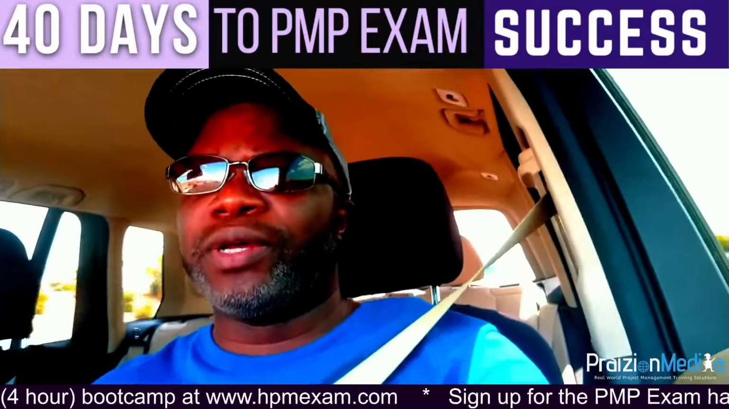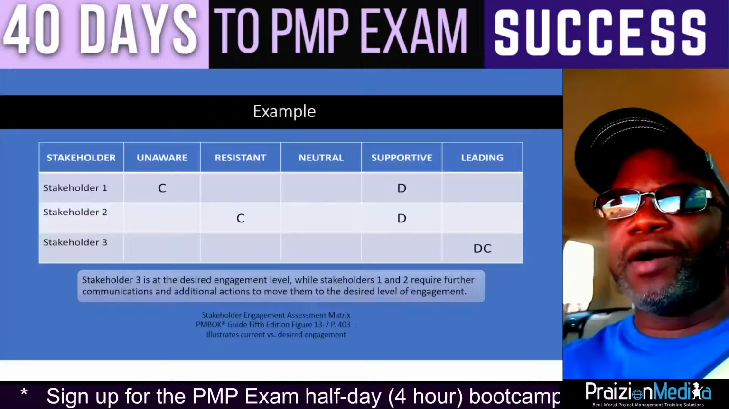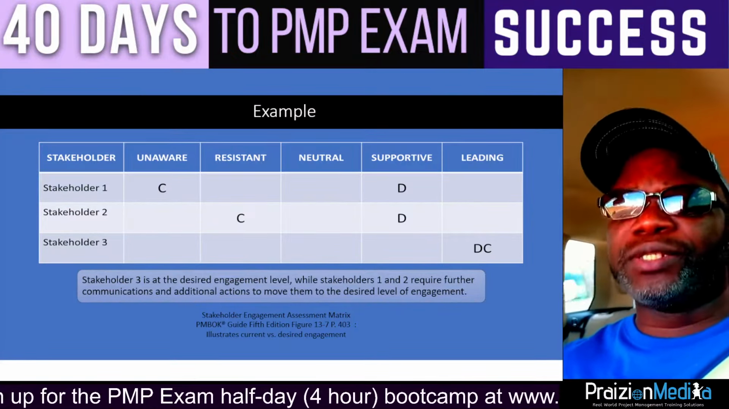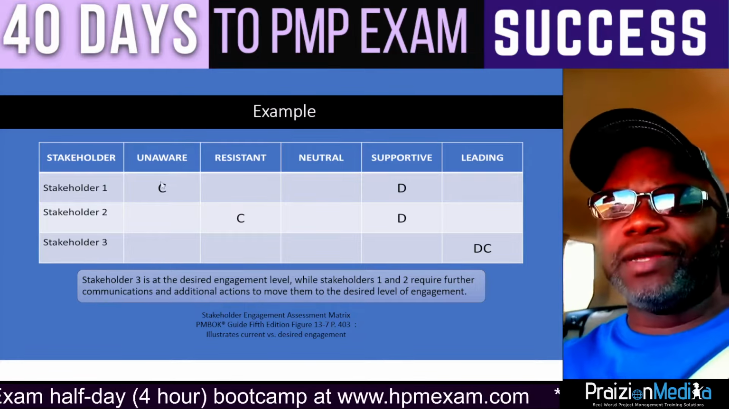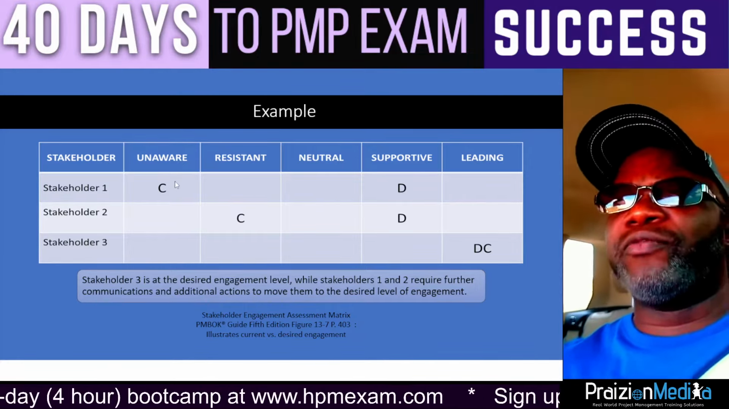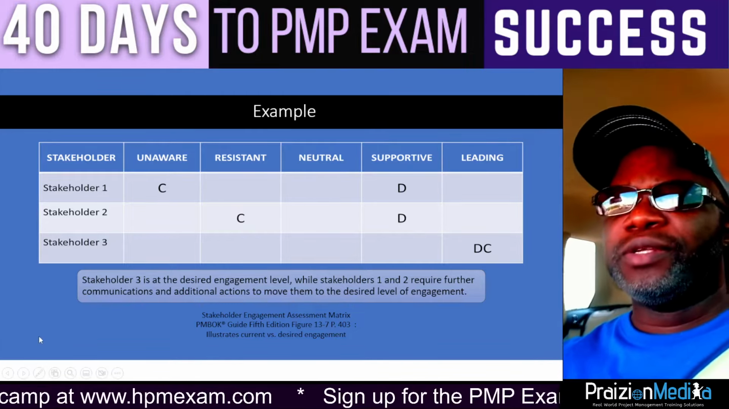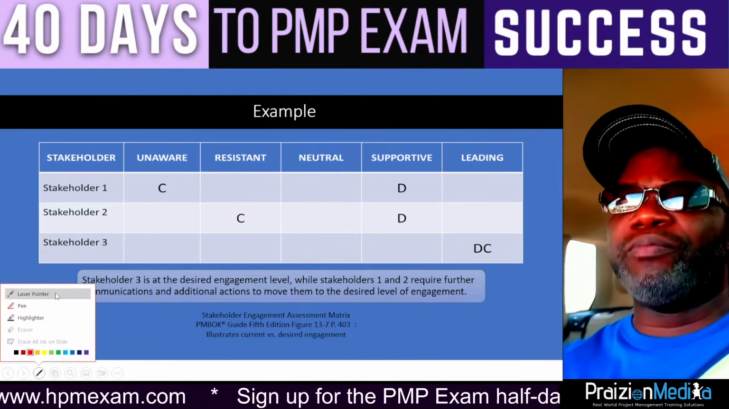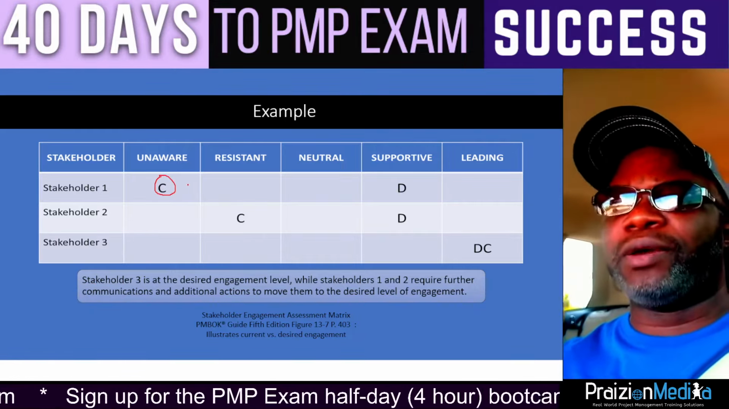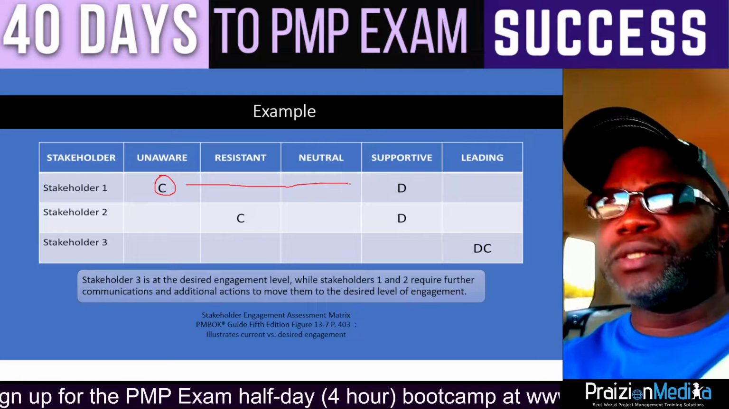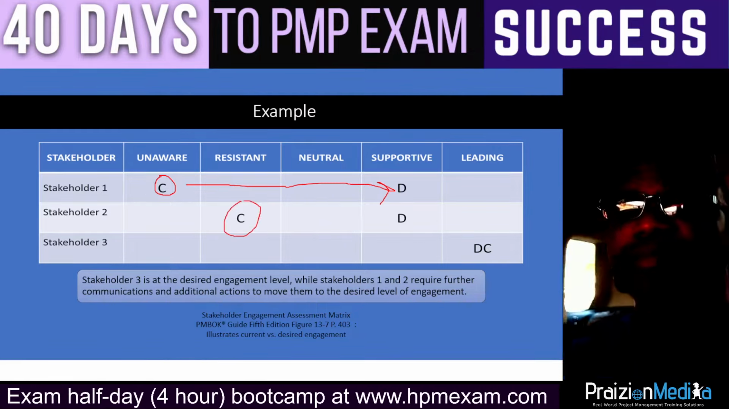So a stakeholder who is, let's say, unaware, you need a strategy for that stakeholder. And your strategy needs to be one of, what do I need to do to get this stakeholder from unaware to being aware, to maybe even being in a leading role? What do I need to do to get a stakeholder who is resistant to not be resistant? And things such as that.